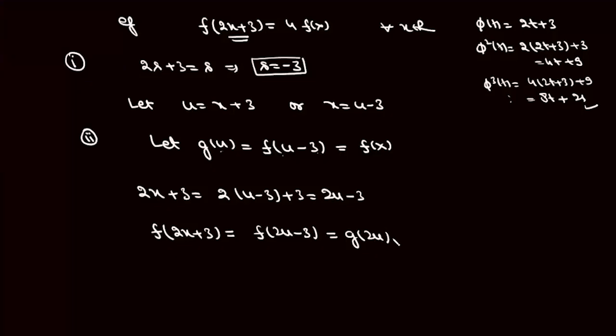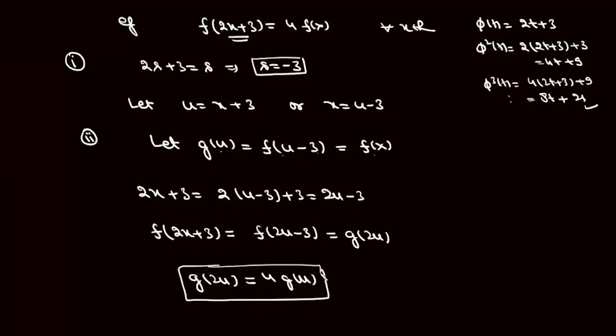So what we have done is we have changed this function f(2x + 3) as g(2u). So this is g(2u), and f(x) is simply g(u). So it'll be g(2u) is 4 times g(u). So we have reduced this functional equation to pure scaling, and that's what this fixed point shifting does.